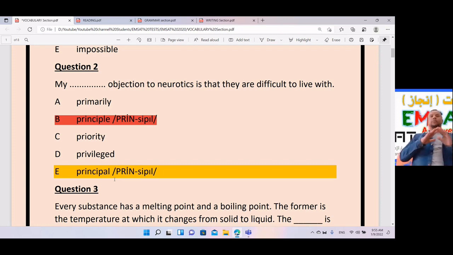Noun means a headmaster, a boss of a school, a manager. But I don't want a noun here in the sentence. I need an adjective because I have a noun here, objection. So the missing word is an adjective. What I want here is an adjective, so the adjective is principal. Okay, what does it mean? My principal objection means my main, my original objection to nearby text is that they are difficult to live with. So that's why E is right, not B.